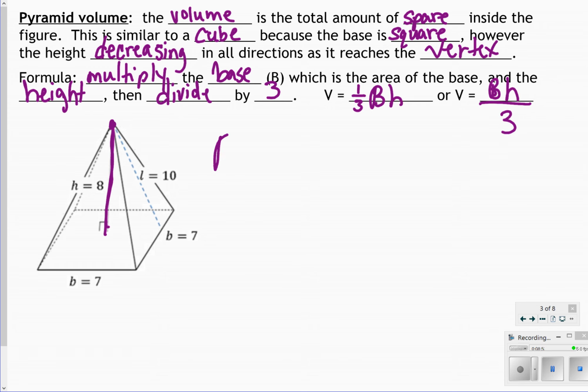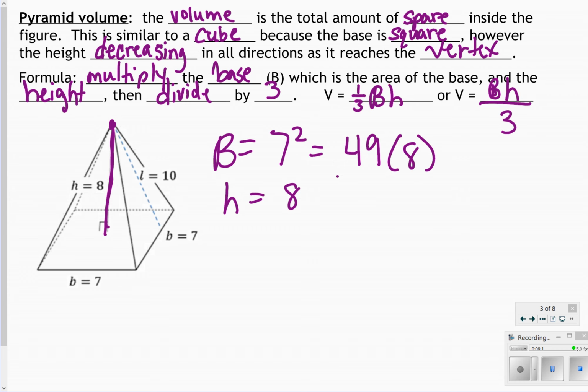Let's find the area of our base. So the area of our base is, since it's a square, 7 squared. So that's 49. And our height value is our inside height, which is 8. So we're going to multiply 49 times 8, and we're going to divide the whole thing by 3.